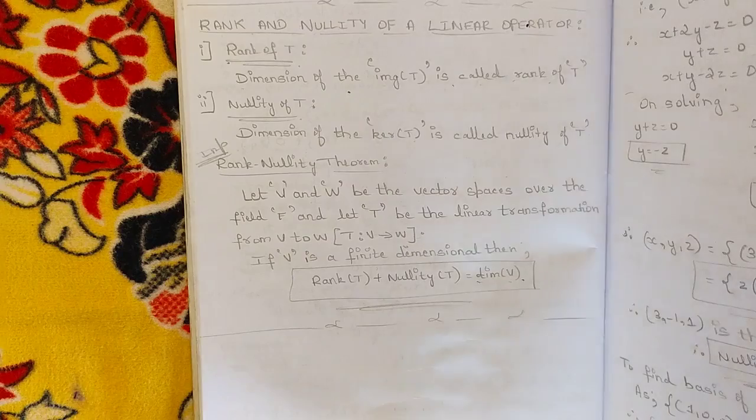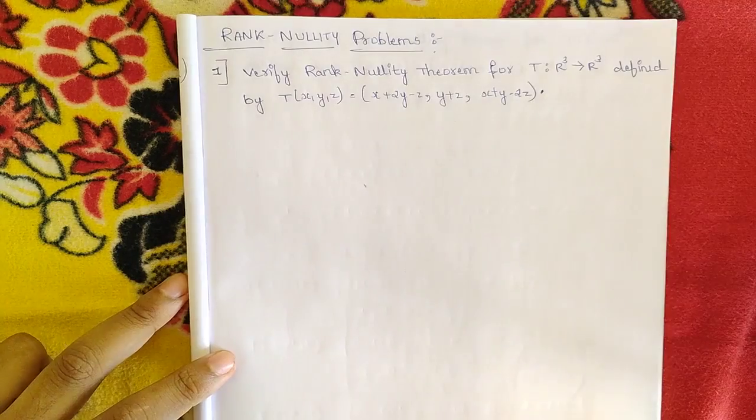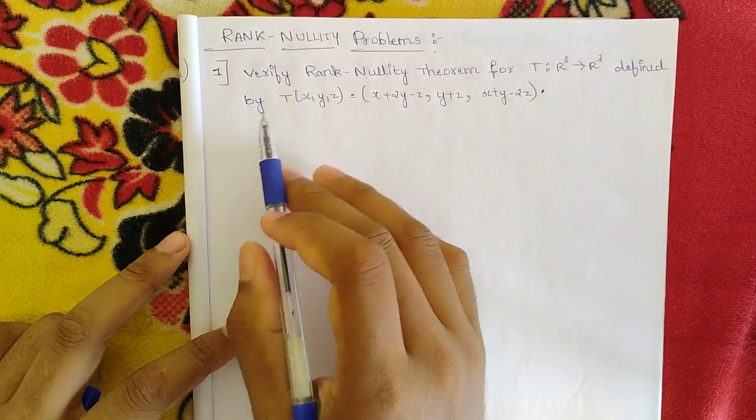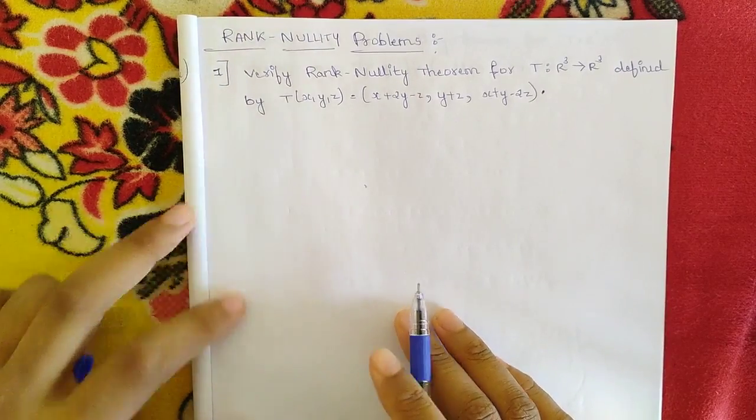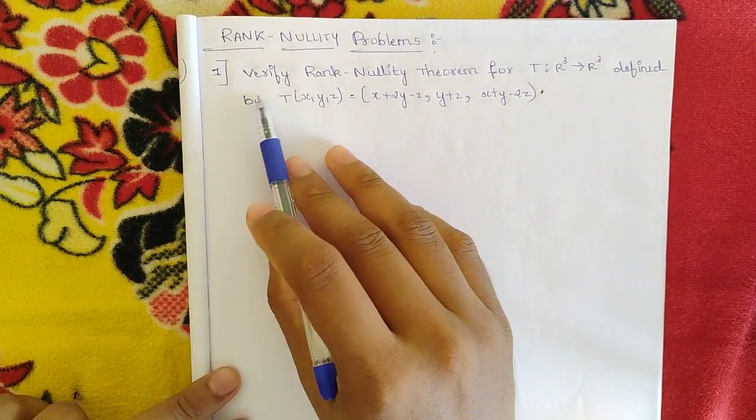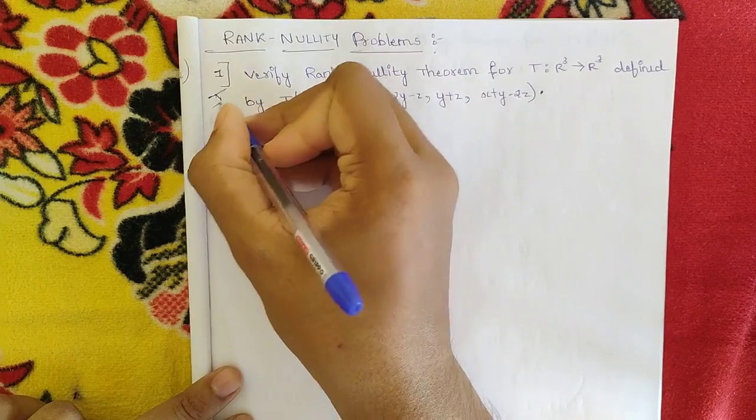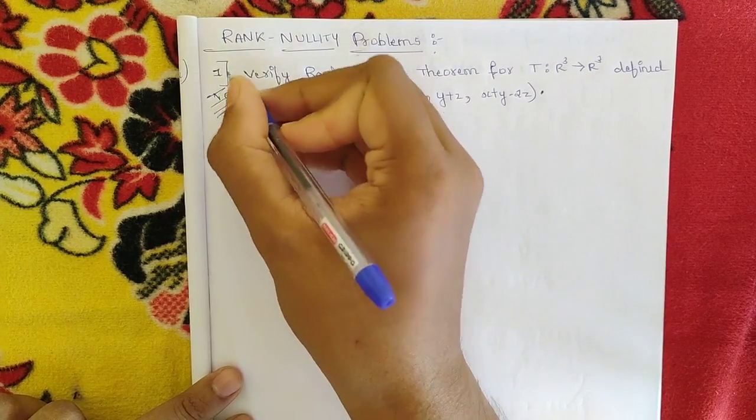Note it down, 4A. That problem I'm going to solve now. So this is the first question, rank nullity problems. Verify, very important. Mark it as important. Sure question for 8 marks.